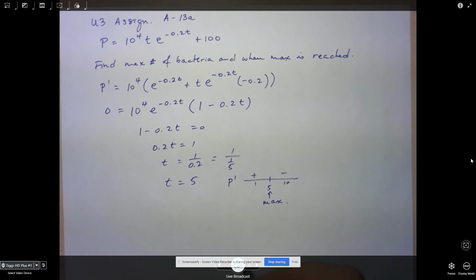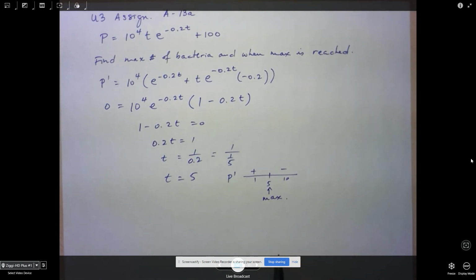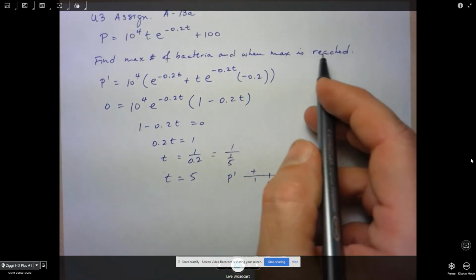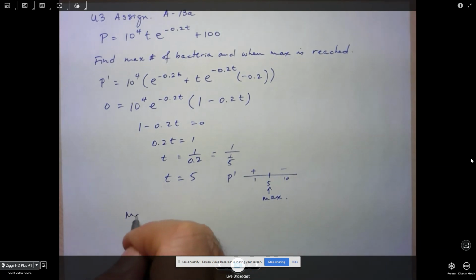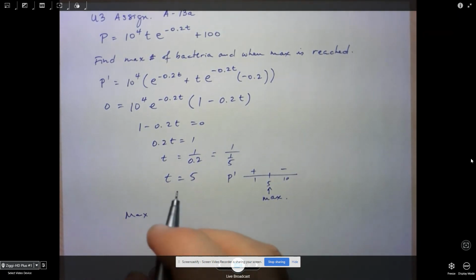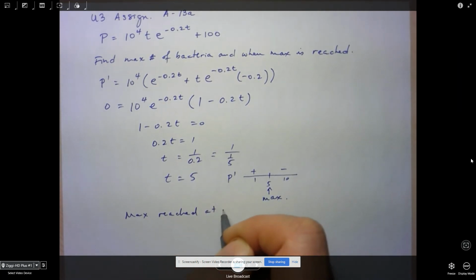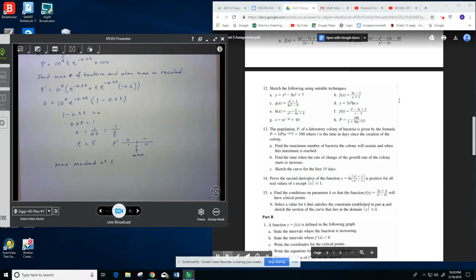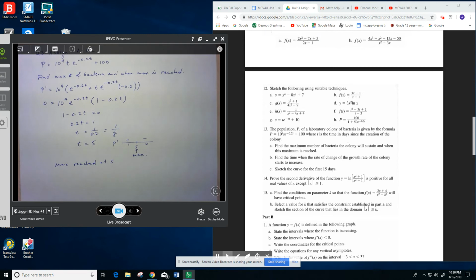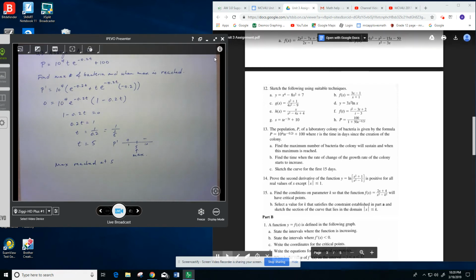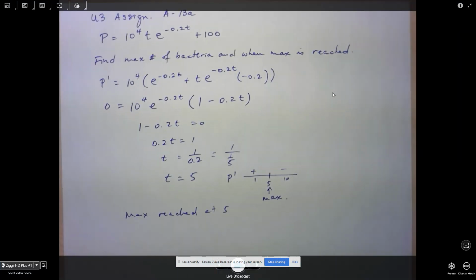Okay, so now we just have to determine the actual answer to the question. So when is the max reached? Here, max is reached at 5. Actually, I just realized I do not remember what the units were. So the units are, t is time in days. Okay, sorry about that. So at 5 days.